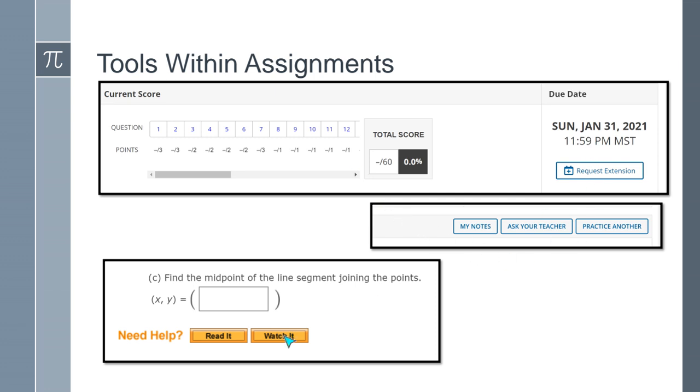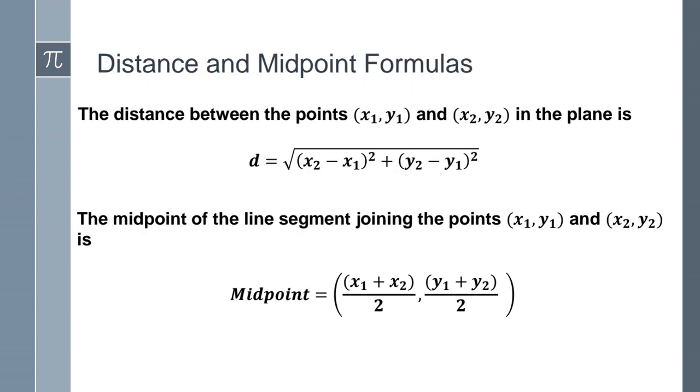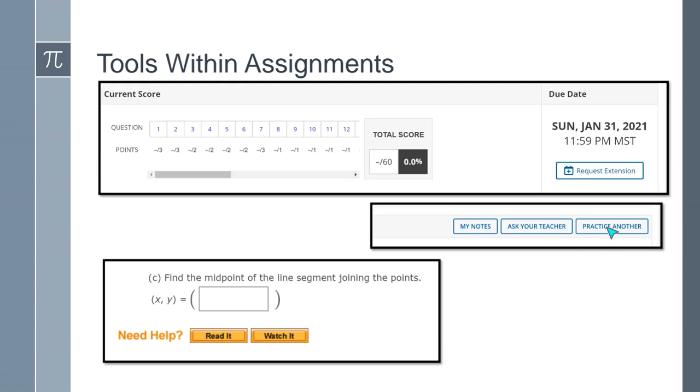But some of the questions have help buttons. So if you click the Read It, it's going to open the ebook. If you click Watch It, it's going to give you an example of the problem that you're working on. Ask Your Teacher is going to send your instructor a picture of the problem that you're working on in case you have a question about it. And then they also have Practice Another Version, so you can practice a couple more problems. Not all the questions have the same buttons, so it just depends on each question.